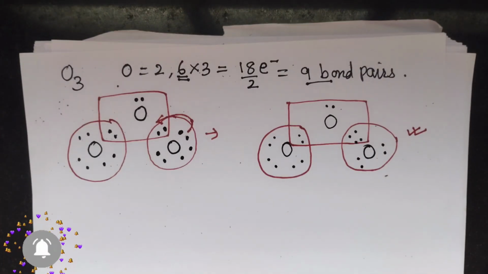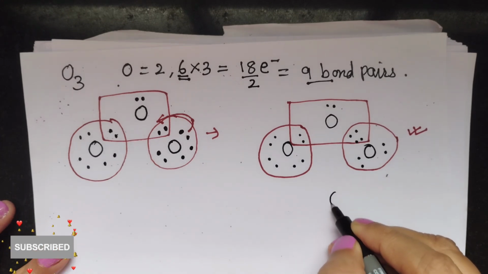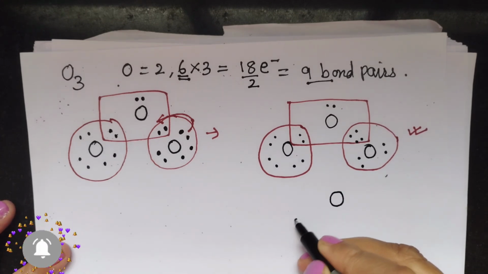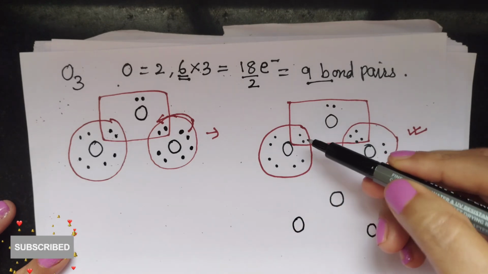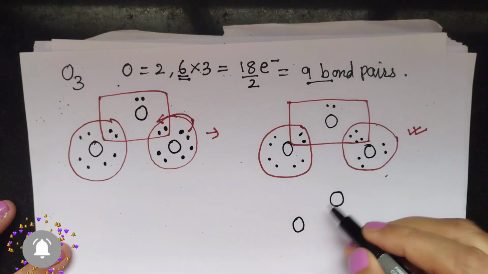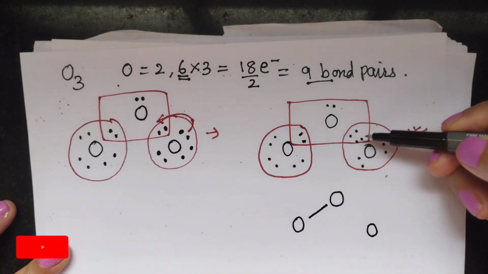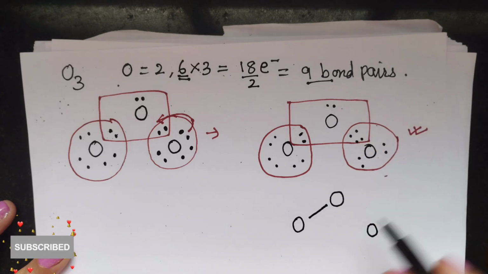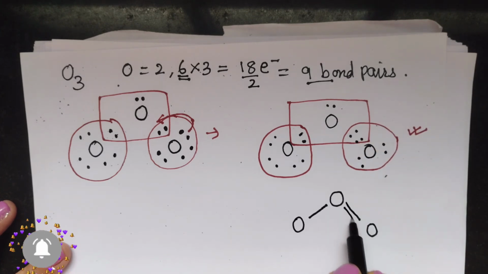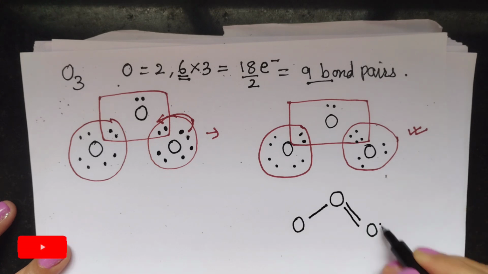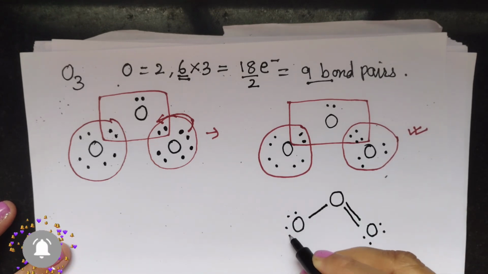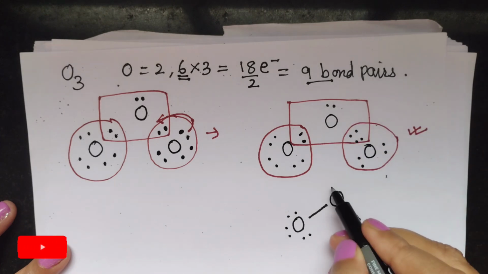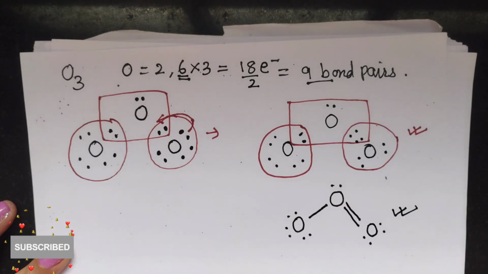Now let us replace the dots by the bonds. So how will the structure be, students? This is your oxygen. This is your second oxygen and this is your third oxygen. Now here the shared pair of electrons is 1 pair. So there will be a single bond. Here if you see there are 2 shared pairs of electrons. So there will be a double bond. Those 2 lone pairs will be on this oxygen, and those 3 lone pairs will be on this oxygen, and this will remain on this. So this is the structure of ozone.